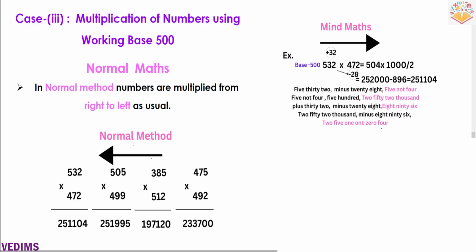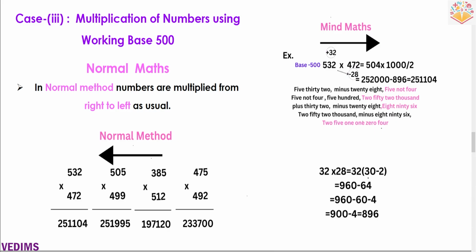So these are bigger numbers. You can use the distributive property given here. 32 into 28. 28 can be written as 30 minus 2. Multiply 32 into 30 is 960, minus 32 2s are 64. 960 subtract 60, you get 900. Subtract 4, you get 896. Now from the above, 2,52,000 minus 896 comes out to be 2,51,104.